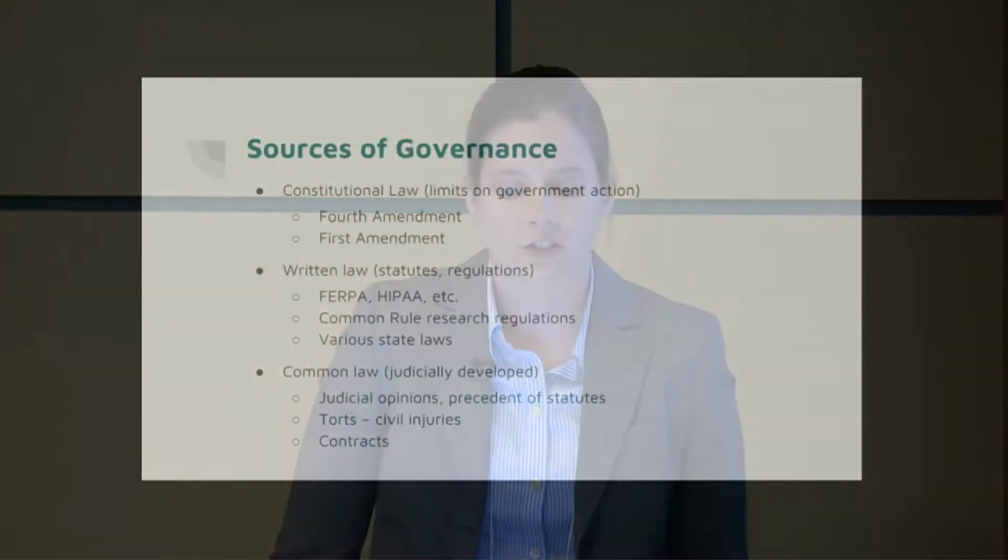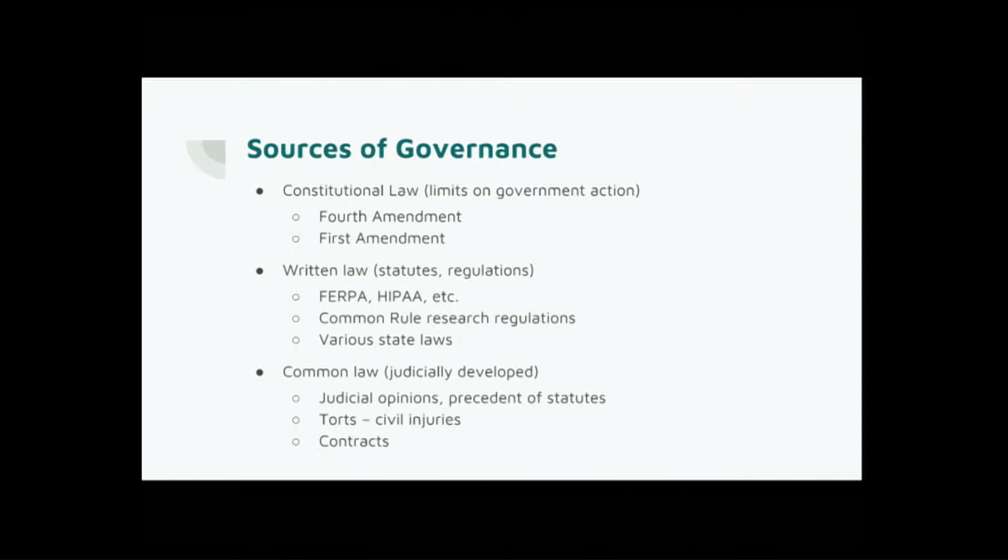And there are a number of different sources of governance of privacy. There are sources in constitutional law, which limit governmental action. Examples are the Fourth Amendment and the First Amendment. The Fourth Amendment protects against unreasonable search and seizure, and the First Amendment protects free expression and free association.